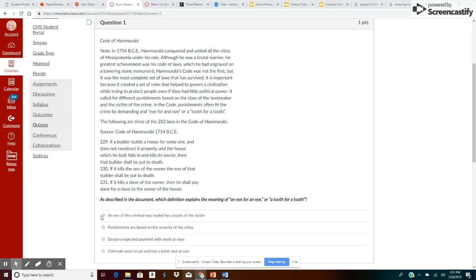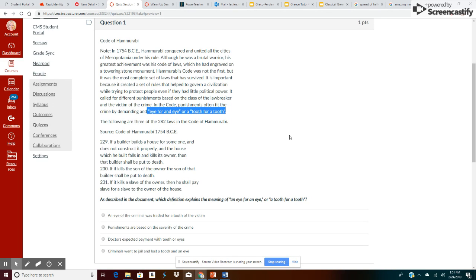So again, let's go back and look at the question. As described in the document, which definition of the meaning of an eye for an eye or a tooth for a tooth? So as we go through, we're going to try to zone in on that particular phrase. And before I even read, I've already identified it right here in the text. All right, so Code of Hammurabi.